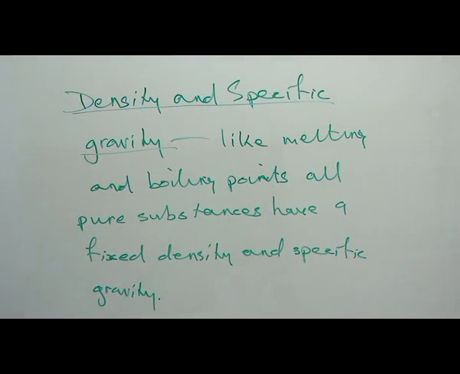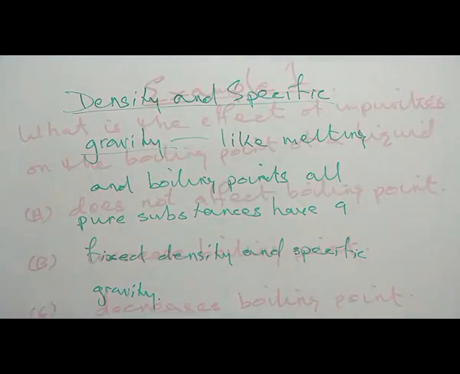Density and specific gravity. All pure substances have a fixed density and specific gravity, like melting and boiling points. These are criteria which enable us to determine whether a substance is pure or impure. Let us consider some illustrative examples.